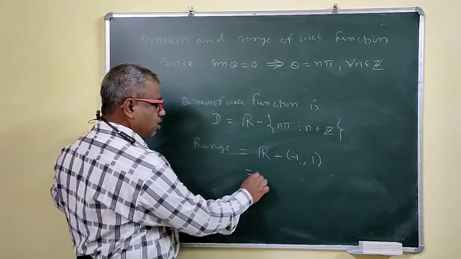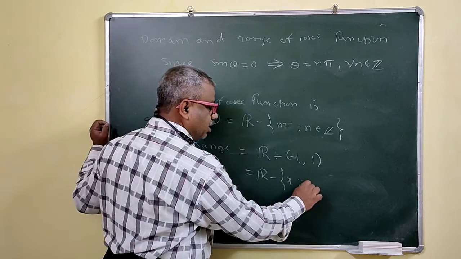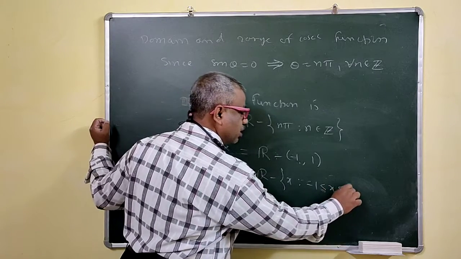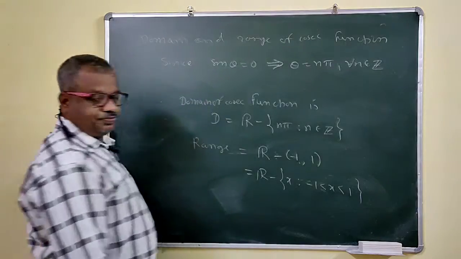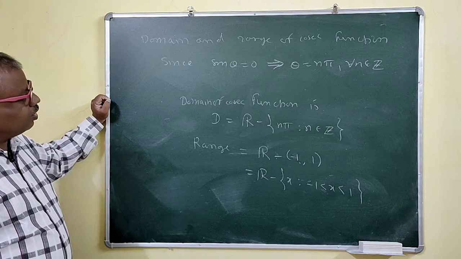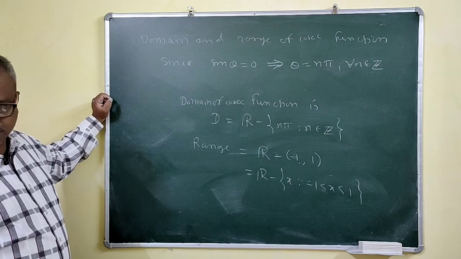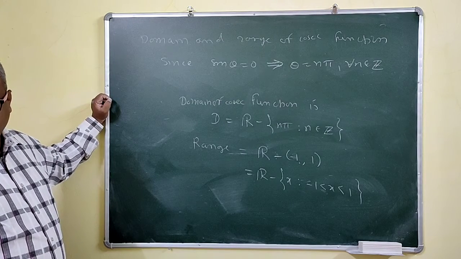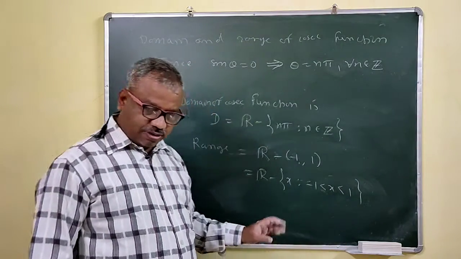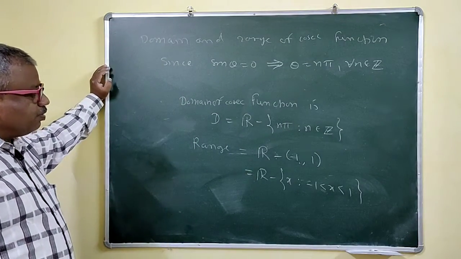Or you may write it like this: R minus {x such that -1 < x < 1}, open interval. Can it be 1? If you take pi by 2, cosec pi by 2 is 1, because sin pi by 2 is 1, so cosec pi by 2 is 1. So for -1 and 1, you have to take strictly less than. So this is the domain of the cosec function.